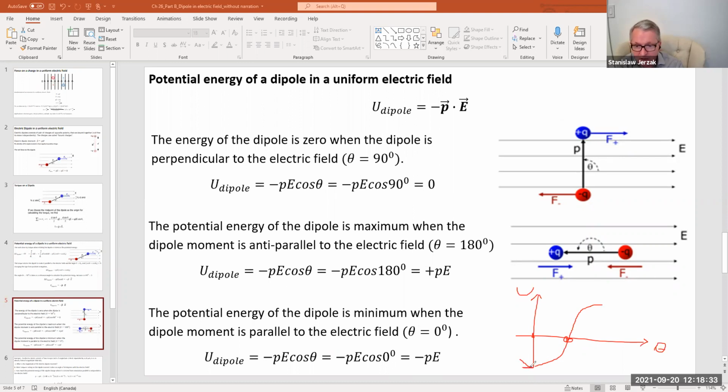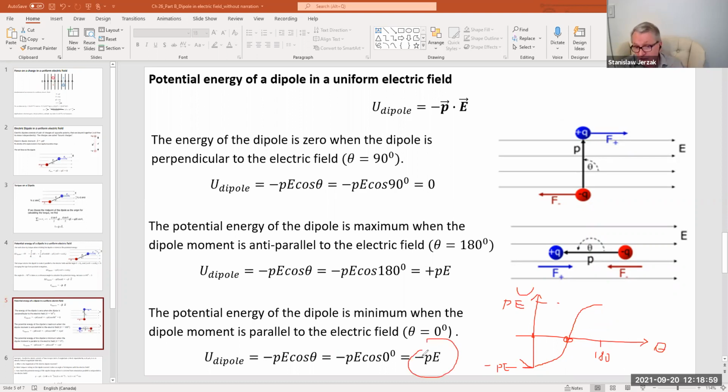And so this energy, when cosine angle is 0, is negative P times E. When the angle is 90, energy is 0. When the angle is 180 degrees, energy is equal to P times E, plus P times E. So energy changes in a sinusoidal way, and the minimum energy is here, negative P times E.